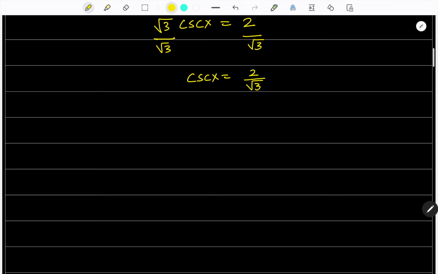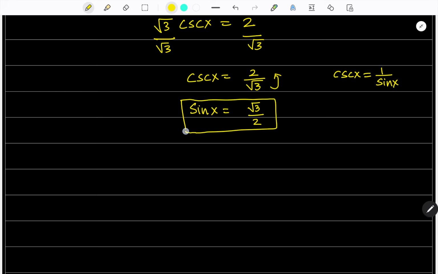I told you we have 3 formulas: sine, cosine, tan. Cosecant x is connected with sine x. What is the formula for cosecant x? Which is 1 over sine x. It means you are going to flip it. So you just flip this also, which is square root of 3 divided by 2. So sine x is equal to root 3 divided by 2.